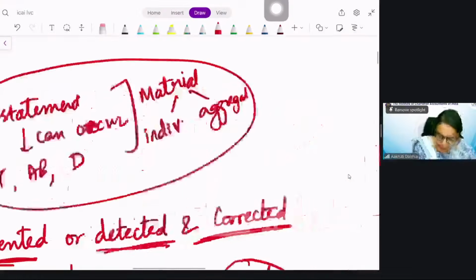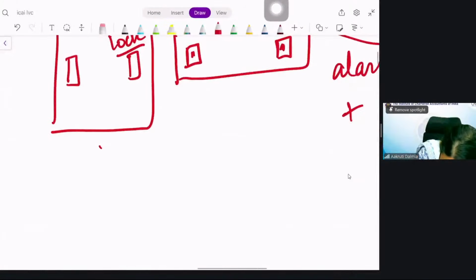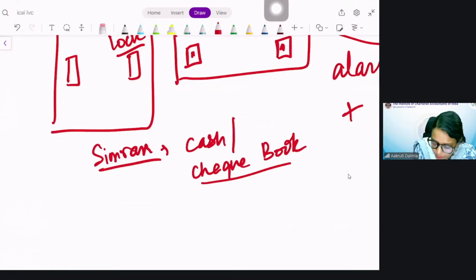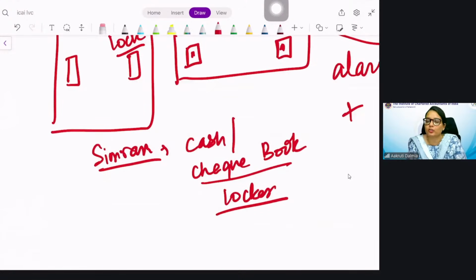So let's say the company has created a system that Simran will every day keep all the cash and the checkbook in the locker before going home. But before going home, suddenly she got a call from her home that someone is very, very sick. Come immediately. And Simran forgot to put it in the locker. Is that a possibility that exists? Is that a risk that exists? Why? Because of the inherent limitations of the internal control system.